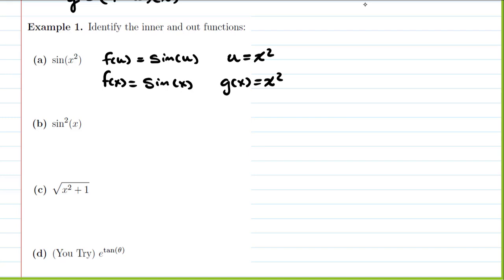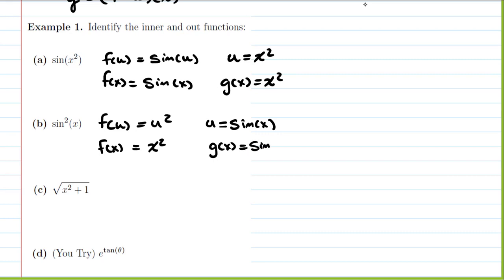All right, now let's look at b. So a was the sine of x squared. What is our b going to be? Well, what's our outer function this time? Well, our outer function, the squaring function, has the sine inside of it. So f of u is going to be u squared, and u is going to be sine x. Or in the other notation, f of x equals x squared, and g of x is equal to sine x.